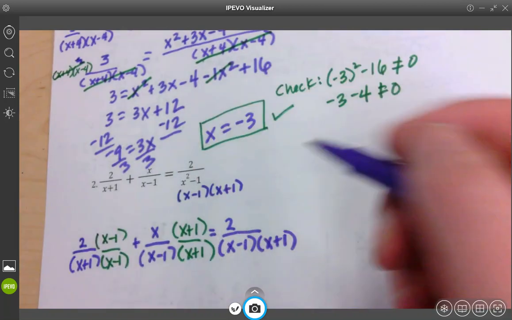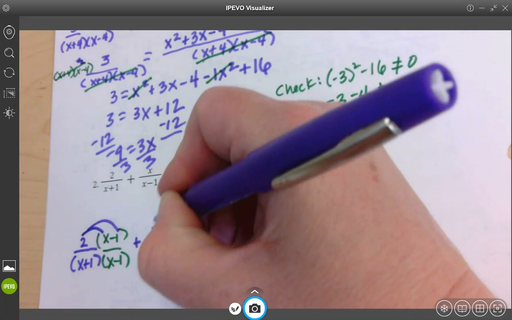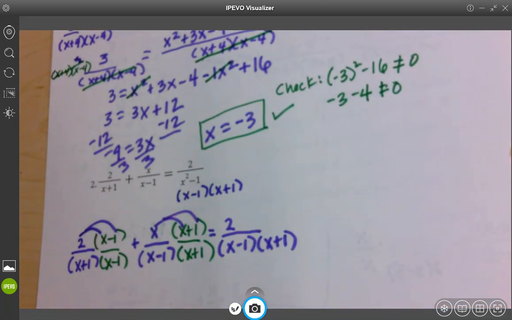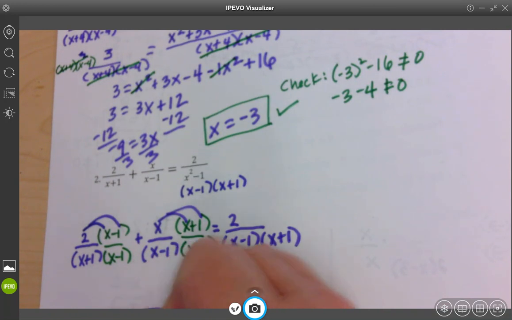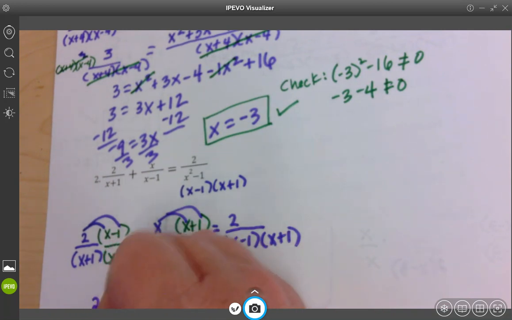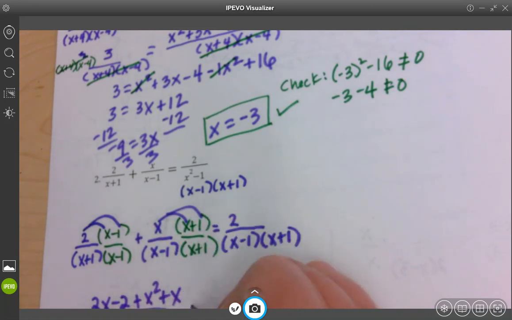All right. So I want to distribute and combine into one fraction. So here's my x plus 1, x minus 1. 2x minus 2 plus x squared plus x.